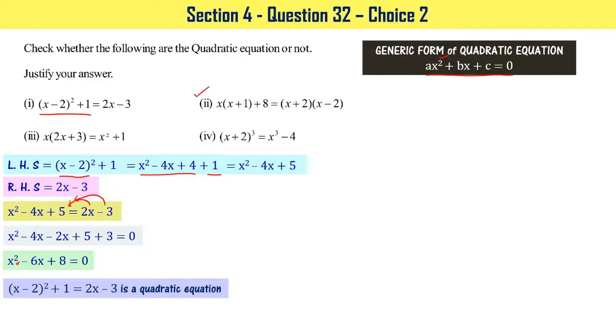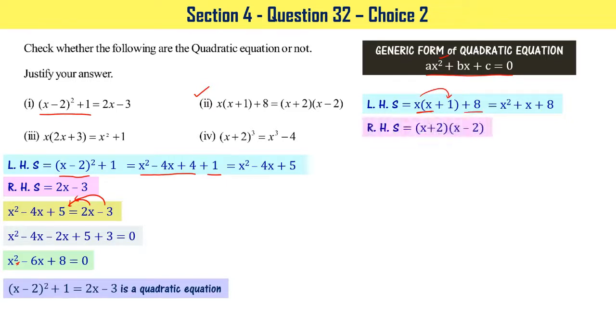Now let's see the second part. LHS of the second part is x times (x plus 1) plus 8, right? This can be rearranged and written as x square, that is x into x, plus x, that is 1 into x, plus 8. RHS is (x plus 2) times (x minus 2). This is looking like (a plus b) times (a minus b), right? That is equal to a square minus b square, right? Similarly, it can be written as x square minus 4.